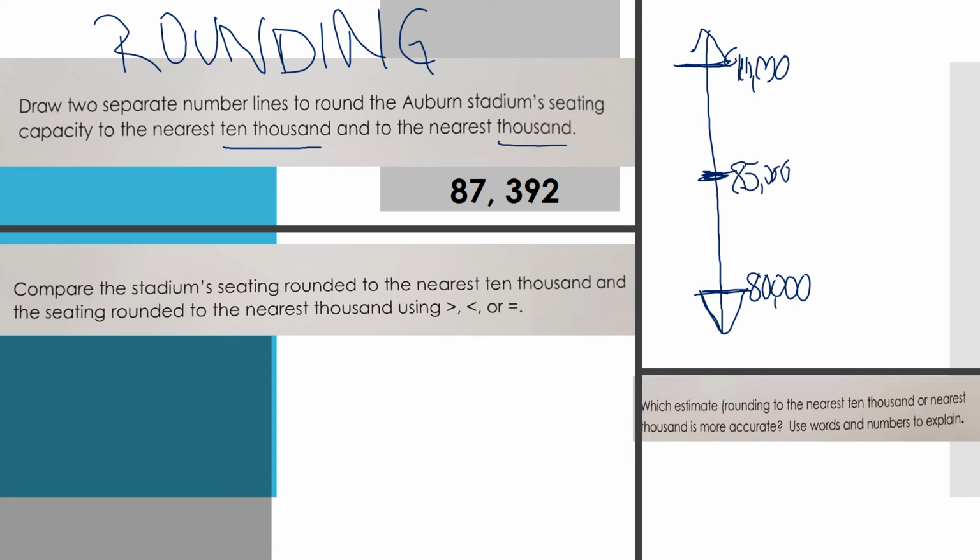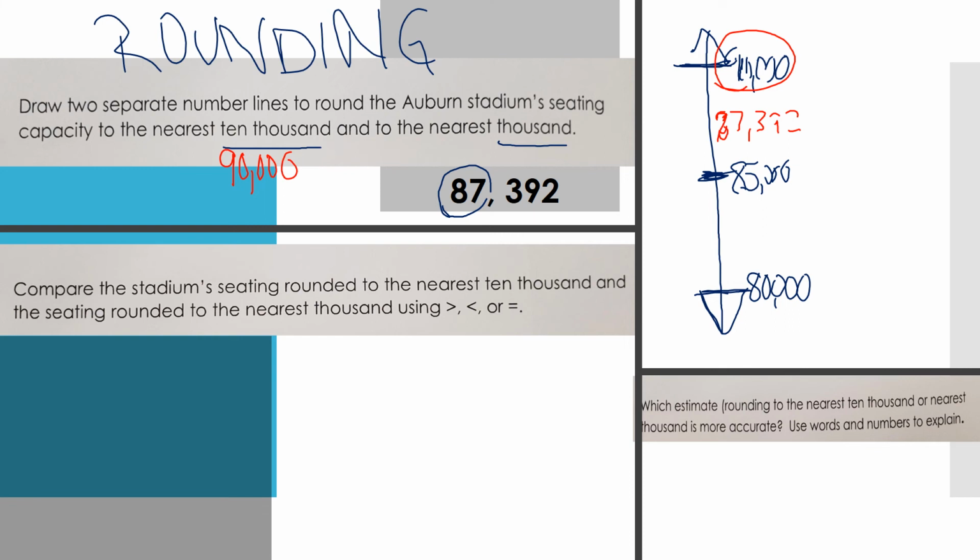85,000. Now I can look at my number and I see that I have 87,000. Well, I know that 87 is greater than 85. So 87,000 is going to fall somewhere around here. And I know that 87,392, if I round it to the nearest 10,000, is going to be closest to 90,000. So if I round it to the nearest 10,000, it's going to be 90,000.